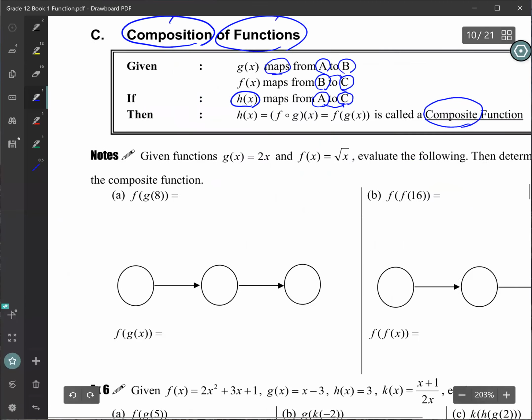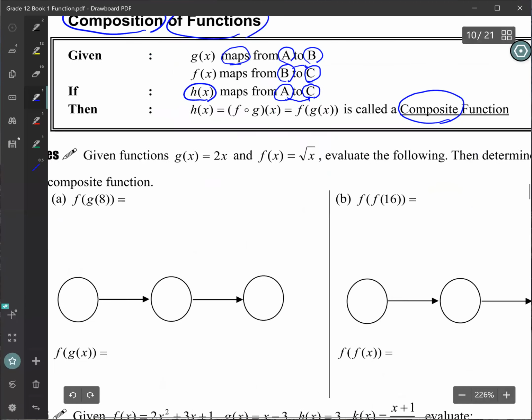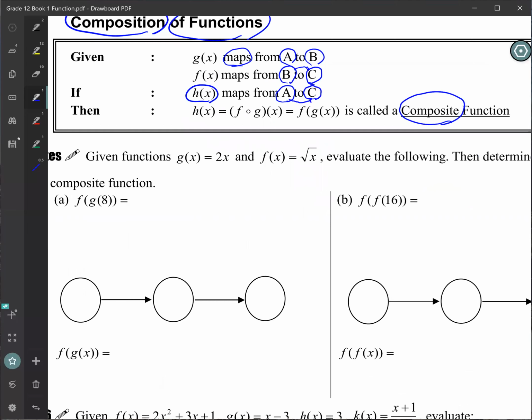Okay, so we'll use an example. Here we have a symbol, h of x, and then you have f, then the little empty circle, then g, right? So this is not f times g, okay? This little circle is not multiplying. What this actually means is f of g of x. So there are two steps, two layers.